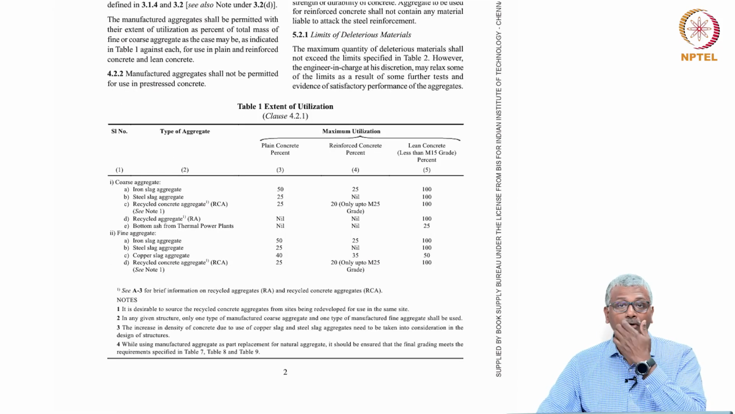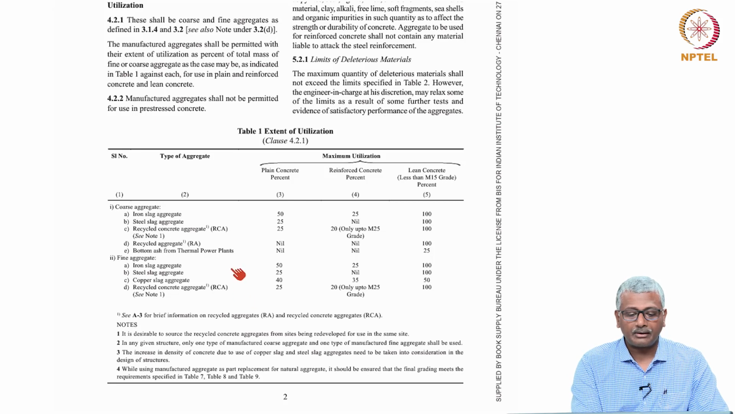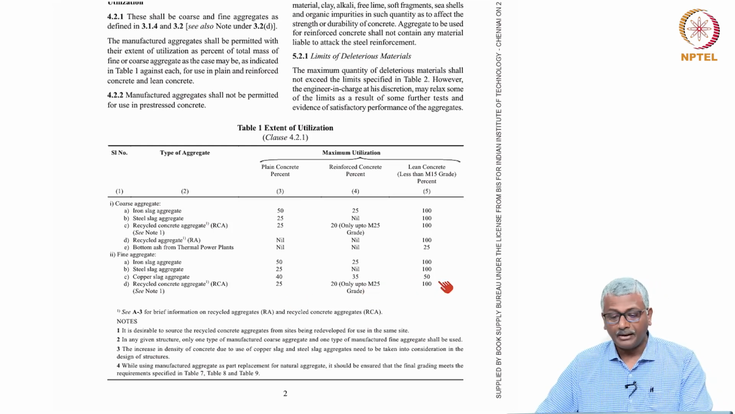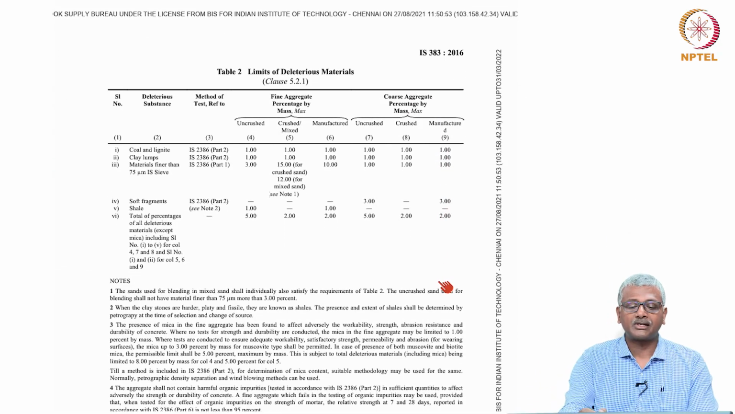For instance, the extent of utilization, again, is something that has already been covered in the other lecture, but just to show you that you have special types of aggregate that could be used. You can see the quantities that have been permitted to be used in plain concrete, in reinforced concrete and in lean concrete. The properties are described in the other tables. For instance, the limits of deleterious materials are as per Table 2, and you can see that different types of deleterious materials are listed here, and what all you are allowed to use is also mentioned in this table.